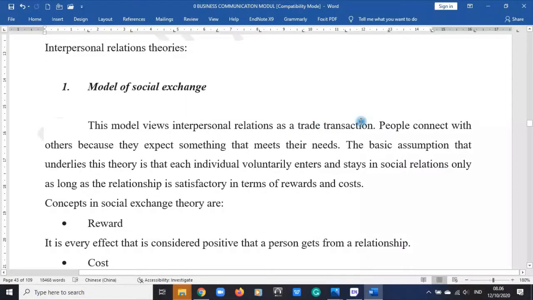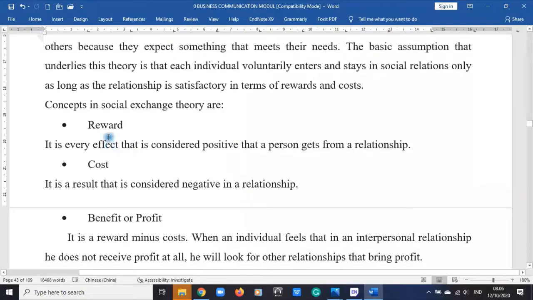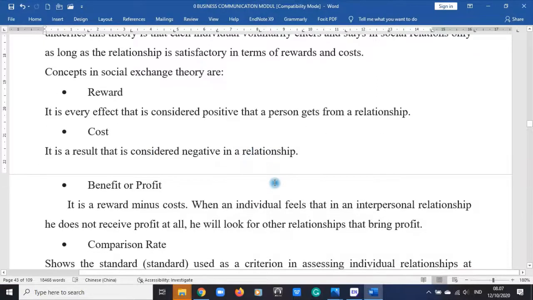People connect with others because they expect something that meets their needs. The basic assumption underlying this theory is that each individual voluntarily enters and stays in a social relation only as long as the relationship is satisfactory in terms of reward and cost. Reward is the effect considered positive that a person gets from the relationship, and cost is the result considered negative in a relationship.